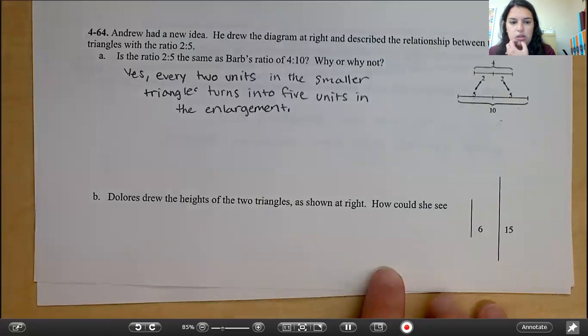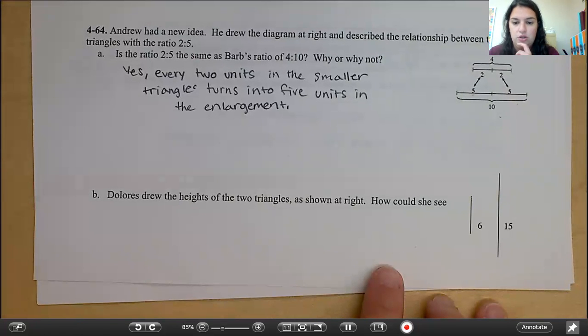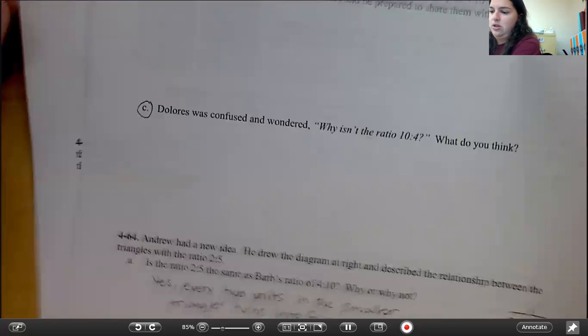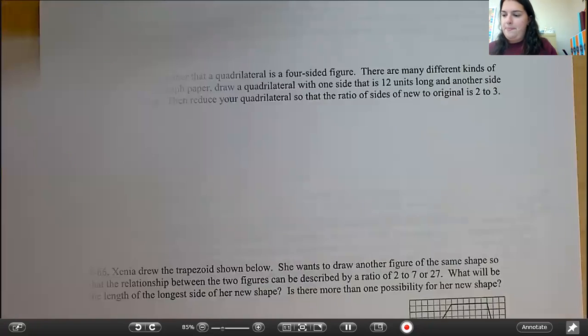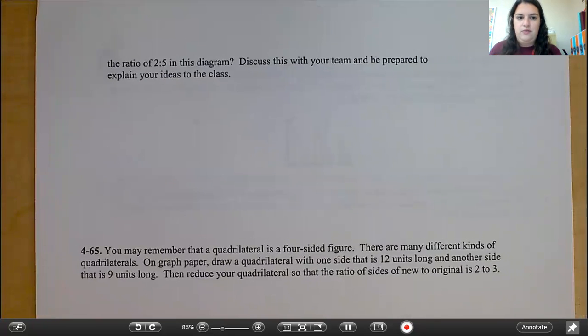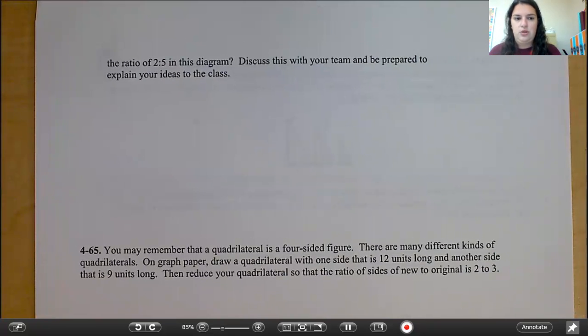Part B says, Dolores drew the heights of the 2 triangles as shown at right. How could she see the ratio of 2:5 in this diagram? Discuss this with your team and be prepared to explain your ideas to the class. So go ahead and pause that and answer.